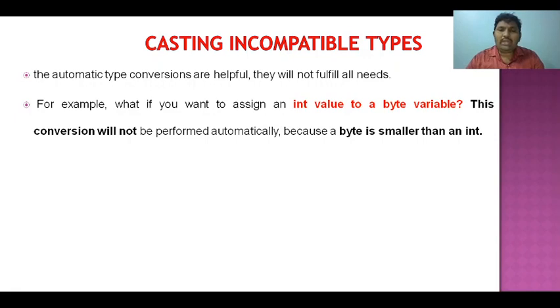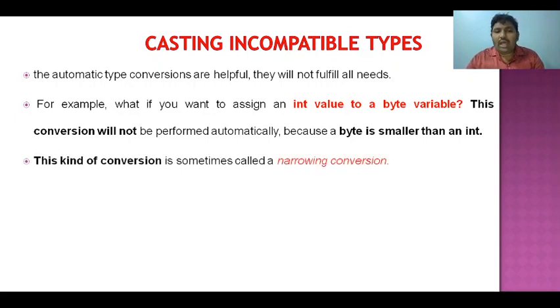So here we need to do some kind of conversion. If you forcefully want to convert, automatic conversion is not possible, so we have to perform the conversion manually. That kind of non-automatic conversion is called narrowing conversion. What is narrowing conversion? It is simple. We have int a and we have one variable byte b. If we want to assign the a value to b, it is not directly possible automatically. Non-automatically we need to perform that.